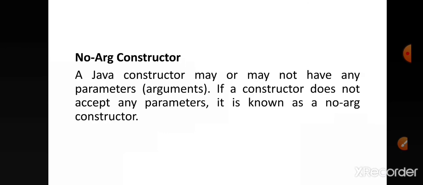No argument constructor. A Java constructor may or may not have any parameters. If a constructor does not accept any parameters, it is known as no argument constructor. We have seen that for a method we will pass arguments. If this constructor method does not accept any argument or parameter, then it is called a no argument constructor.